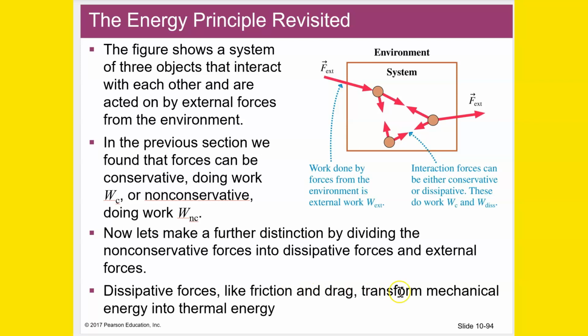Dissipative forces like friction and drag transform mechanical energy into thermal energy. Work done by forces from the environment is external work, so that's work done on the system. Interaction forces can be either conservative or dissipative. These do work, W sub C and W sub dissipative or NC. And this is external work also. This is work done on the environment by the system. So this increases the total energy of the system. This decreases the total energy of the system. These things don't change the energy within the system.